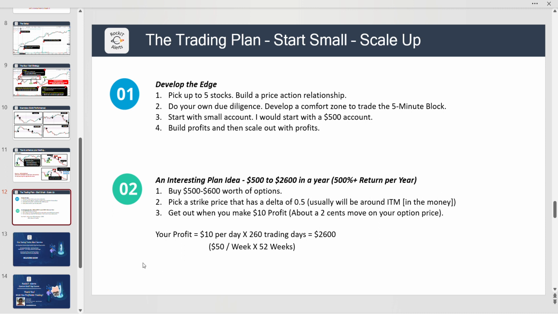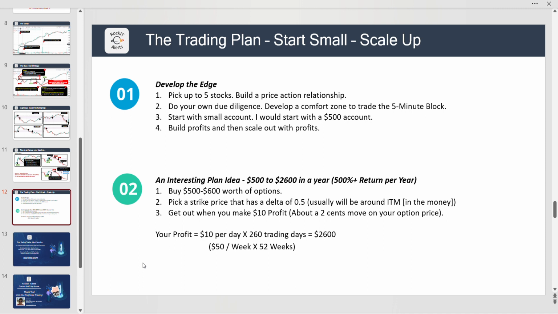So here's an interesting idea, like this experiment we do. Buy $500, $600 worth of options. Usually we pick a strike price that has a delta of 0.5, usually around in the money, so that there's no theta decay, etc. Now, as soon as we see $10, we get out.